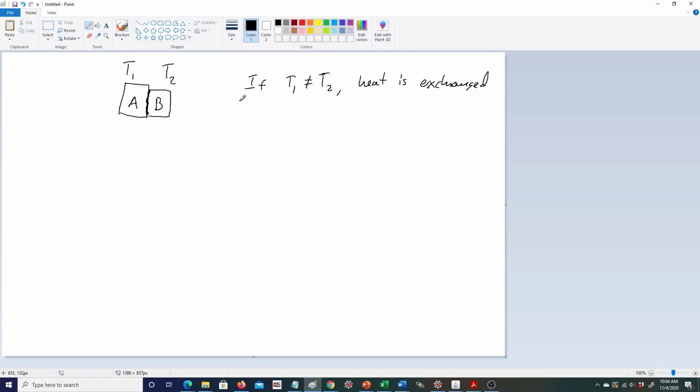Now, heat flows from hot to cold. Heat flows from hot to cold. And this is true in every situation we're aware of. This is actually based on the second law of thermodynamics, which we will talk about, but not in this video. But when we get to it, I'll come back and mention this. This is due to the second law of thermodynamics.